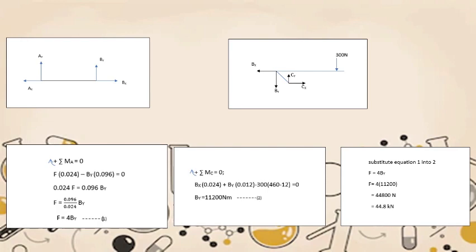tolak 12 ni, saya lupa nak tukar dia jadi meter, tapi I think the answer is going to be the same. We will get the same answer. And then after we resolve, we multiply it as usual, and then we will get equation 2, which is BY equal to 11,200 Newton. And then we substitute equation 1 into equation 2 to get the force, and we will get the answer, which is 44.8 kilonewton.